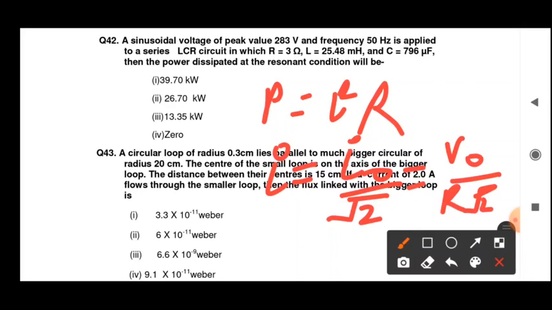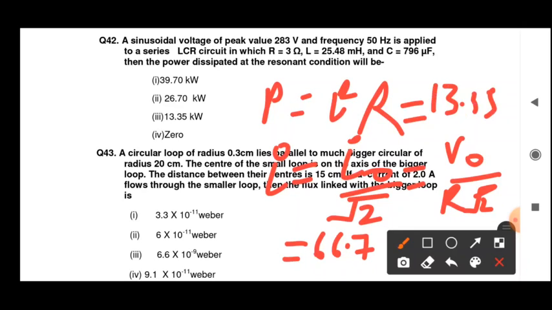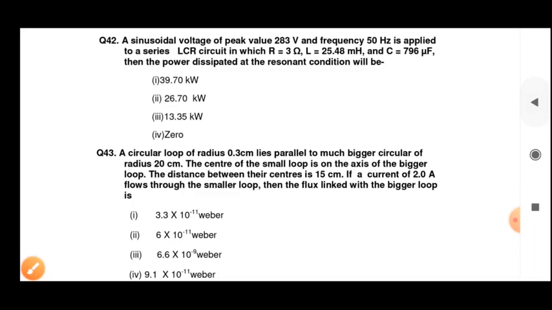Now R is given and all the things are given, so we can find the value of current here. V0 is 283 volt, R is given as 3 ohm, and putting the value of root 2, if we solve, the current in the circuit is obtained as 66.7 ampere. As we have now obtained the current, if we put the value of current and resistance, we can find the power. That is equal to 13.35 kilowatt. So the third option is correct.